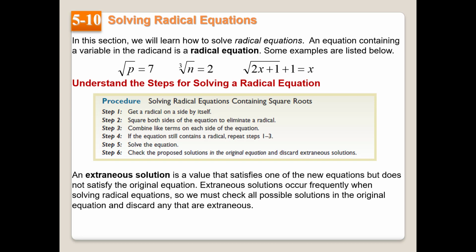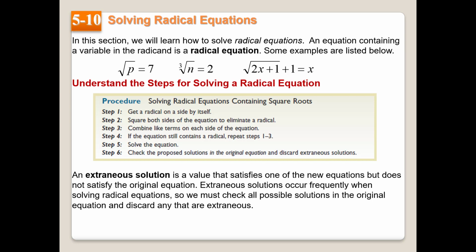So, an extraneous solution is a value that satisfies one of the new equations but does not satisfy the original equation. Extraneous solutions occur frequently when solving radical equations. So we must check all possible solutions in the original equation and discard any that are extraneous. In other words, when we get a solution, you can go back and check to make sure it actually works in the original equation.